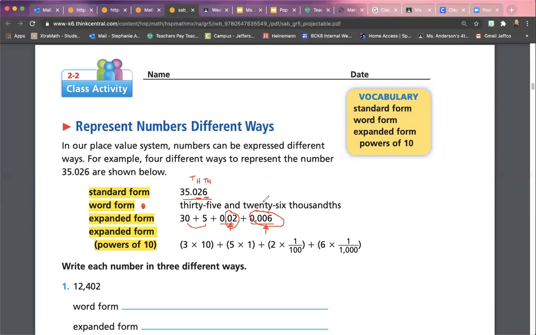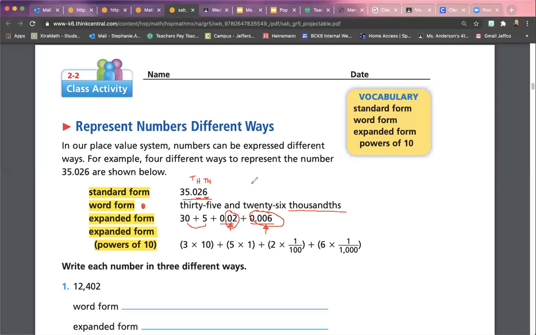And again, when it says 26 thousandths, we were talking about yesterday how you read it. That is where your last number falls. So I have 26 thousandths. My last number needs to be in my thousandths place.